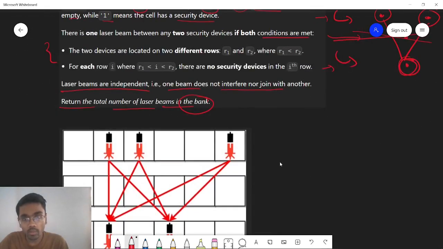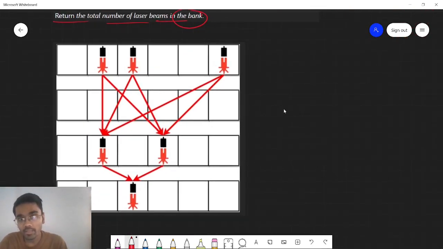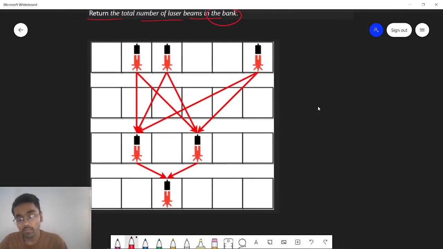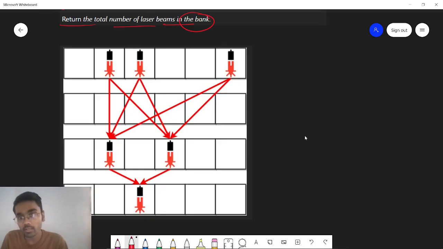This problem statement looks a little bit difficult and you might think that this question is difficult to solve, but if you just look at this first example, then the picture will be very clear to you and the solution will come very quickly. It is just like an observation based problem. You can see from this picture how the laser beams are formed. This is the first row, this is the second row, this is the third row, this is the fourth row. So let us just see how the laser beams are formed now.